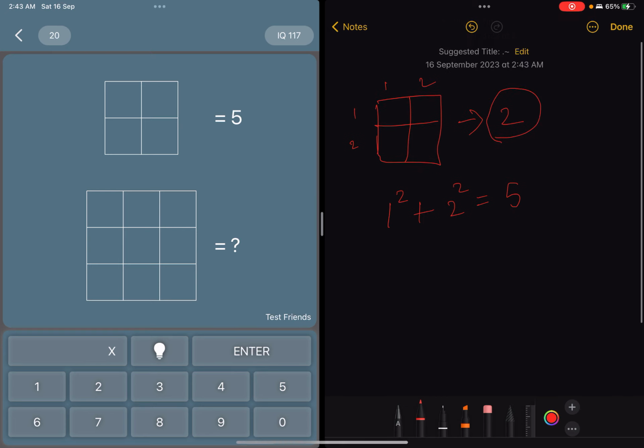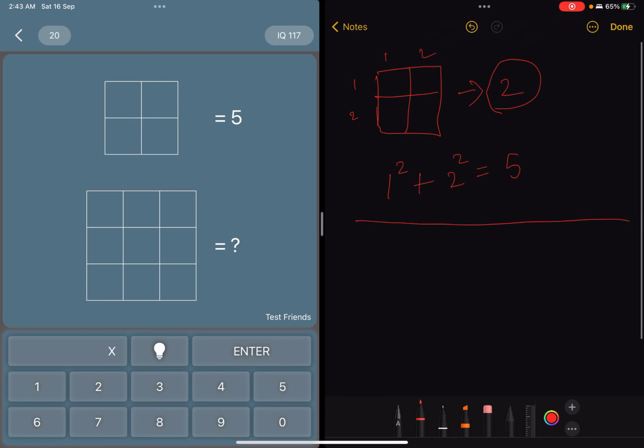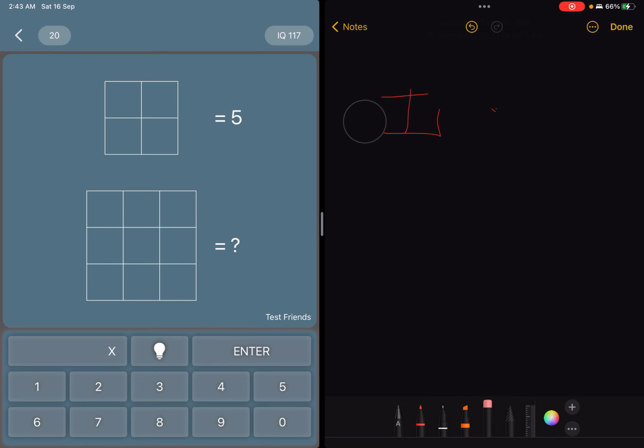So the generic approach would be, if we have n sides, then the number of squares would be 1 square plus 2 square plus 3 square up to n square. So this would be the formula for it. I hope you got it. Let's try to solve it for 3 by 3.